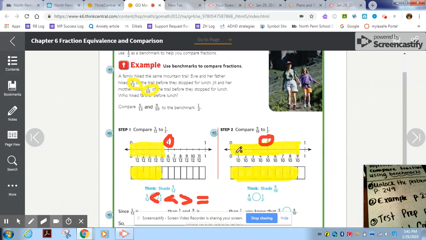on our number line. Is 9/10 less than, greater than, or equal to 1/2? Well, if it was less than, then it would be over here somewhere. If it was equal to, it would be right here. If it was greater than, it would be over here somewhere. So I'm going to say 9/10 is greater than 1/2.